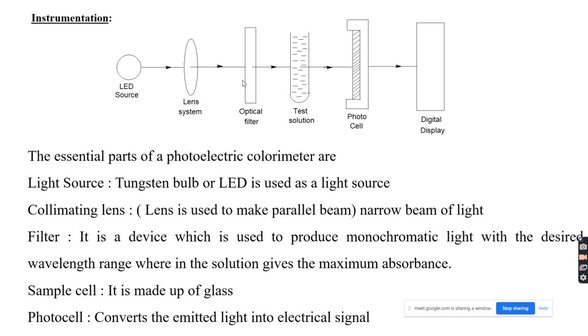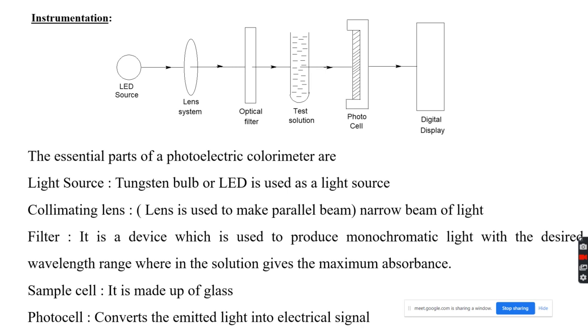The light source produces light energy, and that light energy is absorbed by the colored solution. Here we usually take an LED source or a tungsten bulb. While introducing the light energy, the light is passed through a lens in order to make a narrow beam. The complete light energy should fall on the test solution, so we use a lens to make a parallel beam.